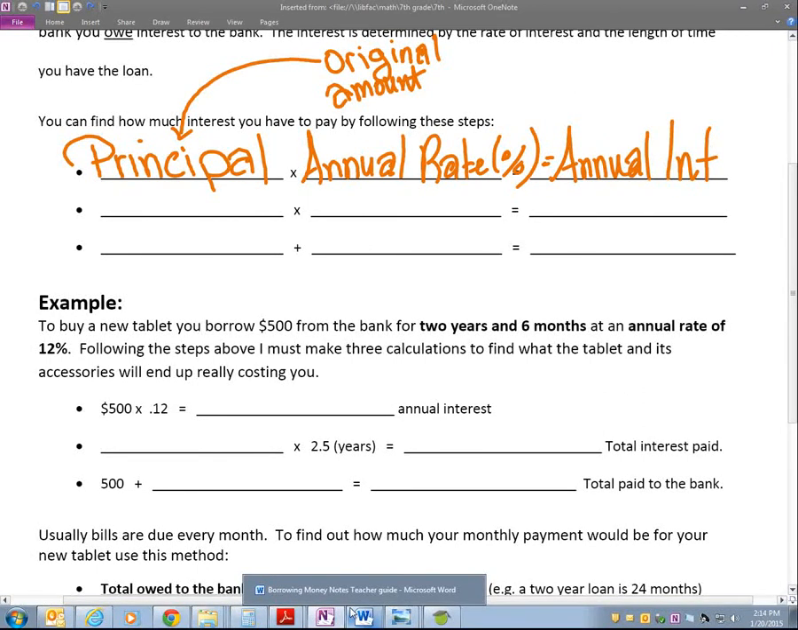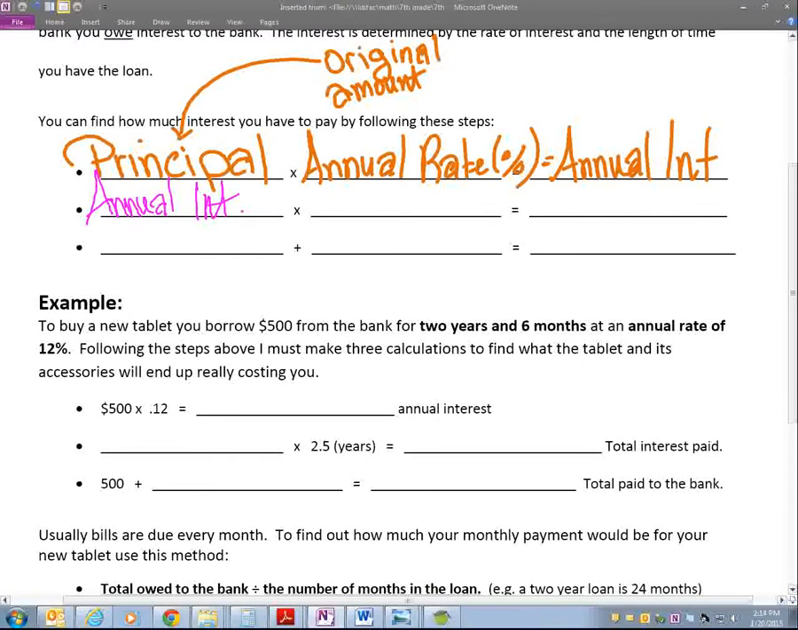So we have the annual interest again. We want to find out the total interest paid on the loan. So I'm skipping the middle one. The interest paid on the loan. Now, what do you think goes in that blank? Annual interest times something will tell us how much interest we're paying for the whole loan.